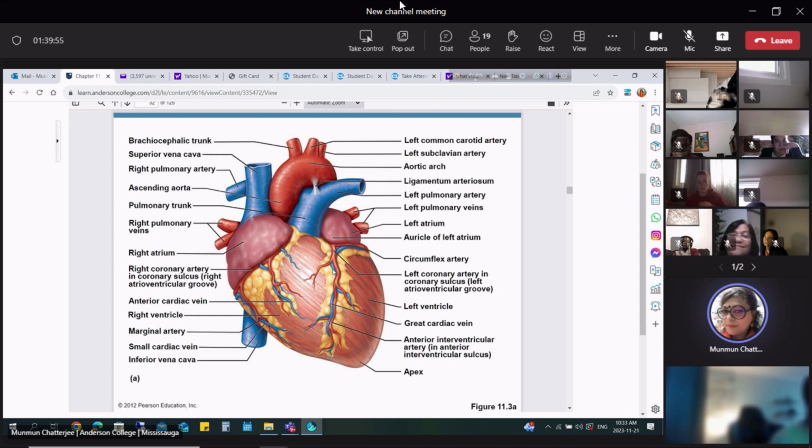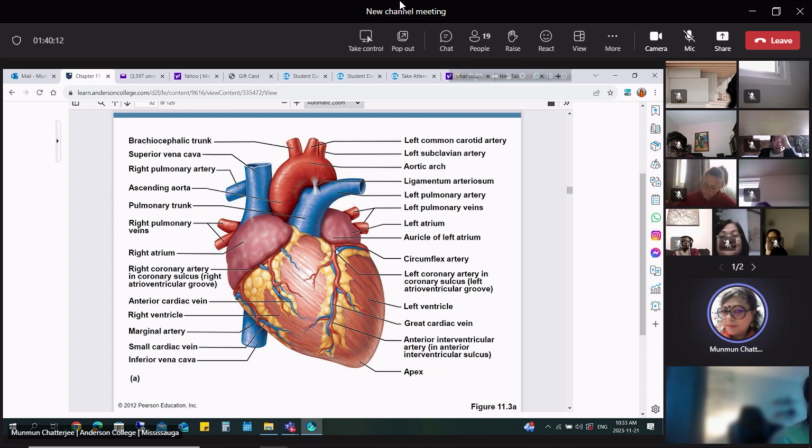So we have coronary arteries. It's coming from there, and then ultimately the common carotid artery goes up. You can see the different branches of the heart circulating here.